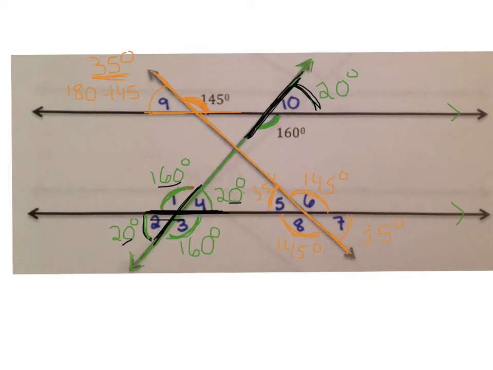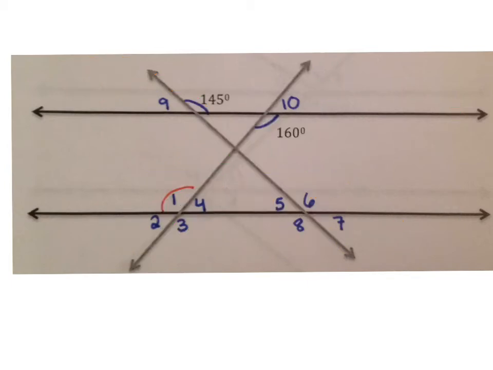And double check your straight lines. So 145 plus 35, 145 plus 35. Good. So they are all equal 180 degrees.